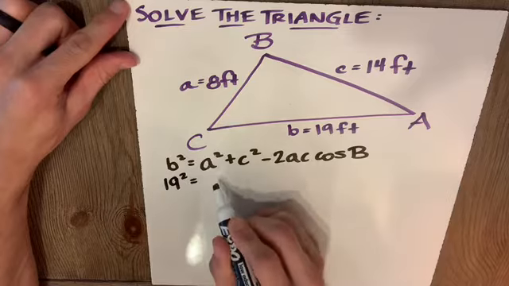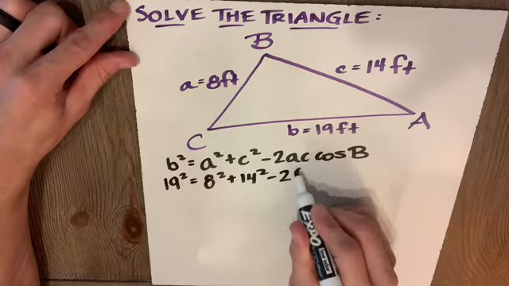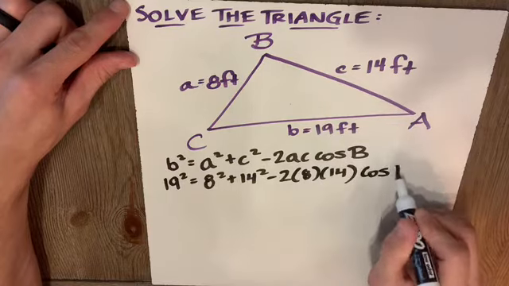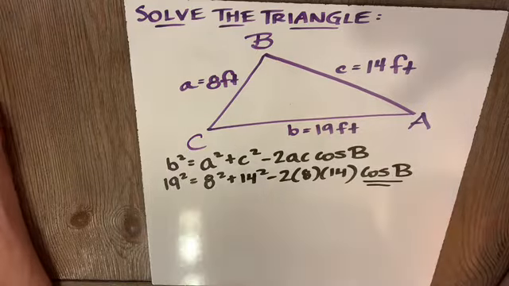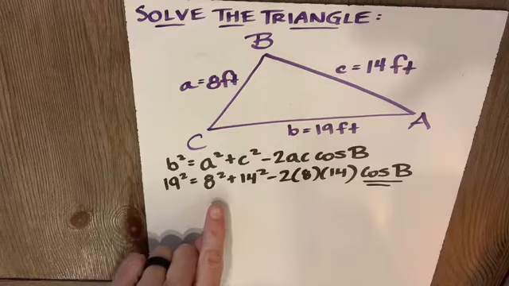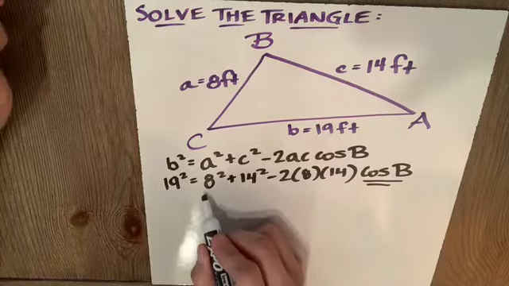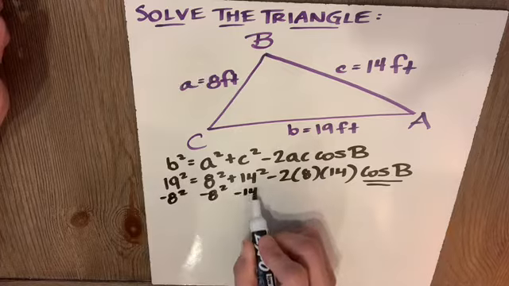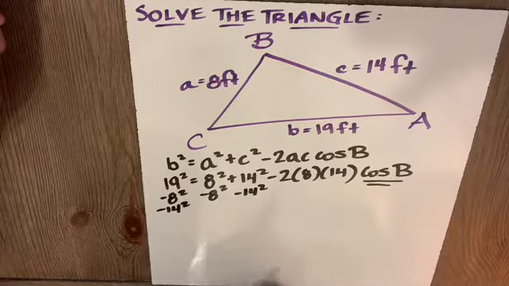19 squared is equal to 8 squared plus 14 squared minus 2 times 8 times 14 times cosine of b. Now, my objective is to get this all alone and then take inverse cosine. I have an 8 squared here and a 14 squared there. Notice what I'm going to do. I'm going to subtract 8 squared from both sides, and I'm going to subtract 14 squared from both sides. I hope that makes sense. If I have an 8 squared or a 64 on this side, I'm going to subtract 64 from both sides. If I have a 14 squared, I'm going to subtract 14 squared from both sides.